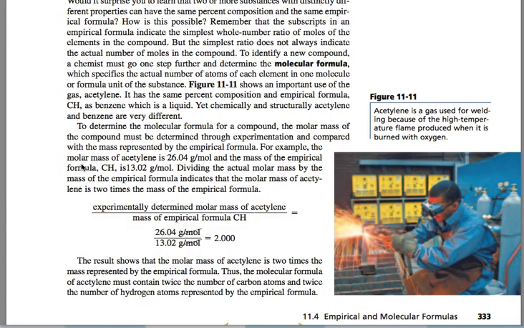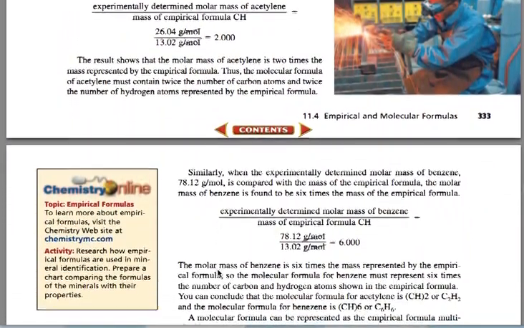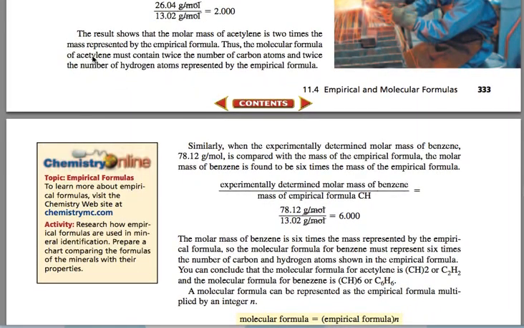Dividing the actual molar mass by the mass of the empirical formula, this is the least common multiple, right? It indicates that the molar mass of acetylene is 2 times the mass of the empirical formula. Okay? So that's what we just did. The result shows that the molar mass of acetylene is 2 times the mass represented by the empirical formula. Thus, the molecular formula of acetylene must contain twice the number of carbon atoms and twice the number of hydrogen atoms represented by the empirical formula.